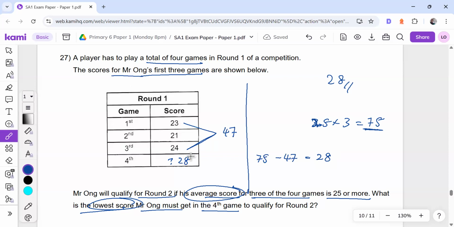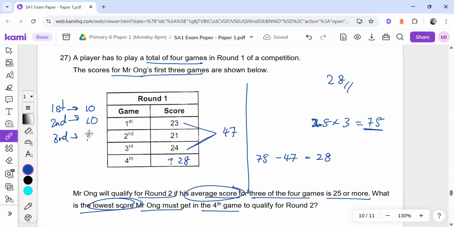Now, what does this mean? For example, let's say I'm playing a badminton game. I play 3 rounds. My first round, I score very high, maybe 10 out of 10. Second round, I also score very high, 10 out of 10. Then my third round, I can relax now. I can get a lower score because I have already got a lot of points. So this will be my lowest score. I don't have to get so many points already.